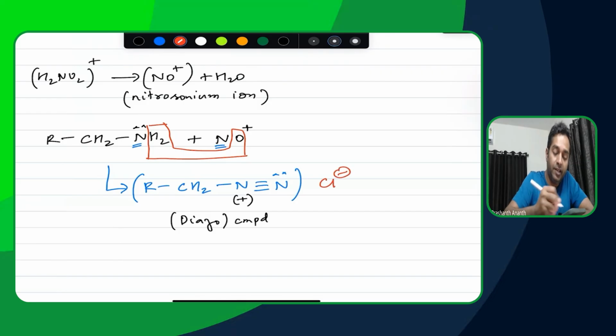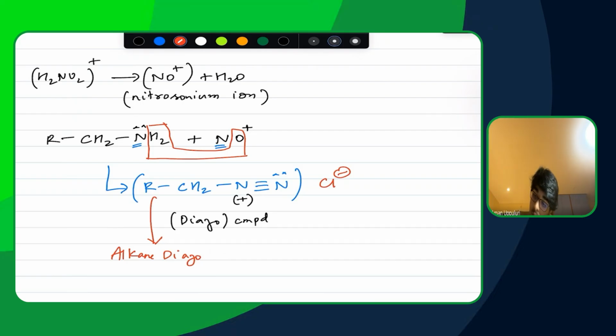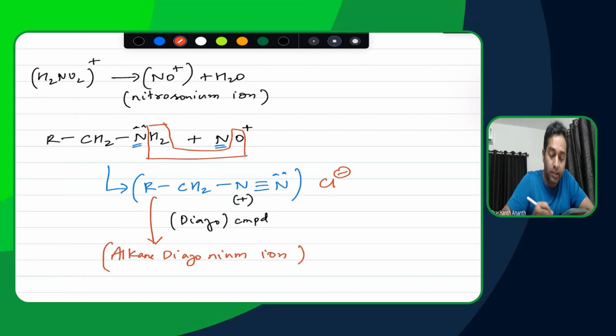So in this particular case here, this species is called diazonium ion. The actual name is diazonium ion. So you can call it alkane diazonium ion. And this entire compound here is called alkane diazonium chloride.